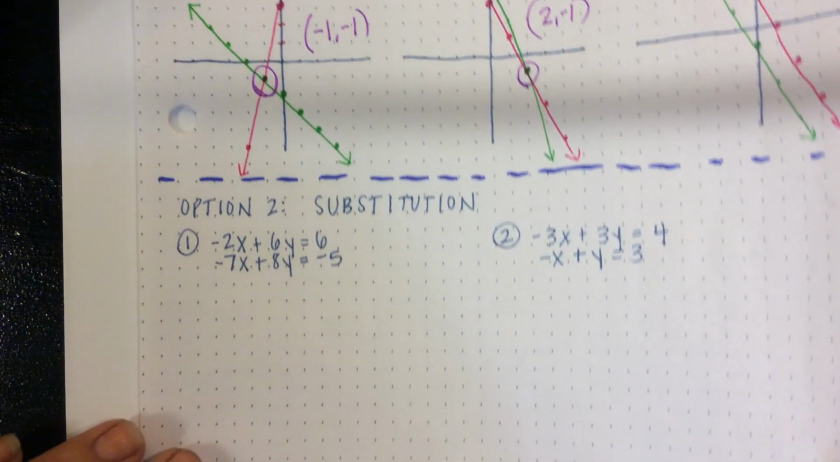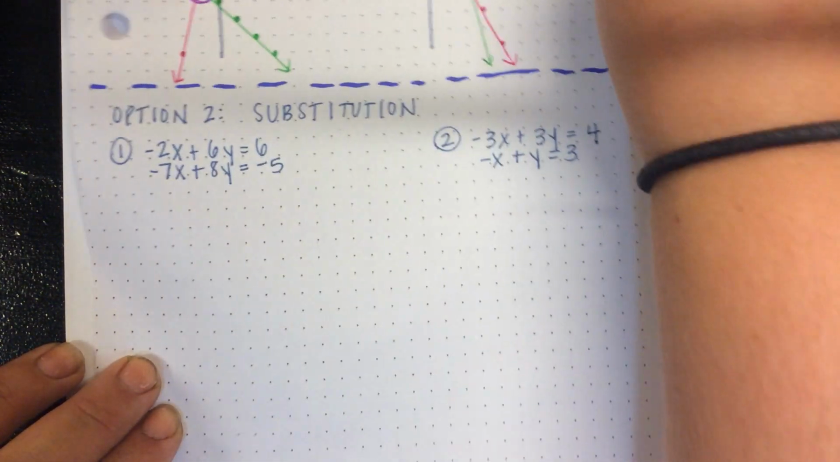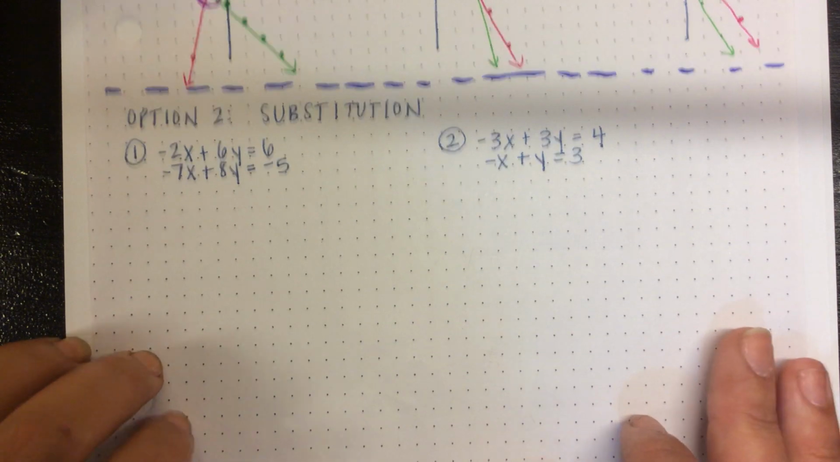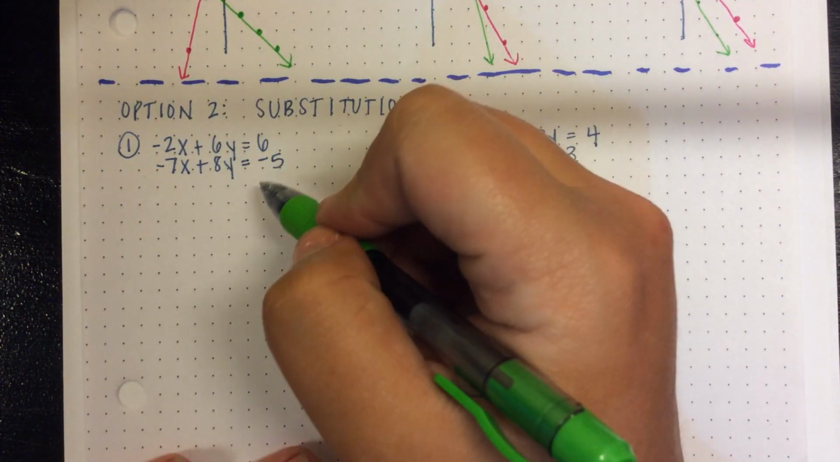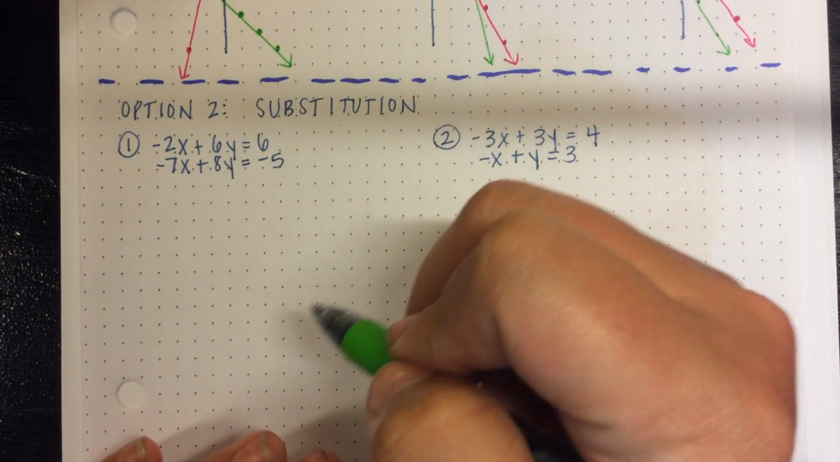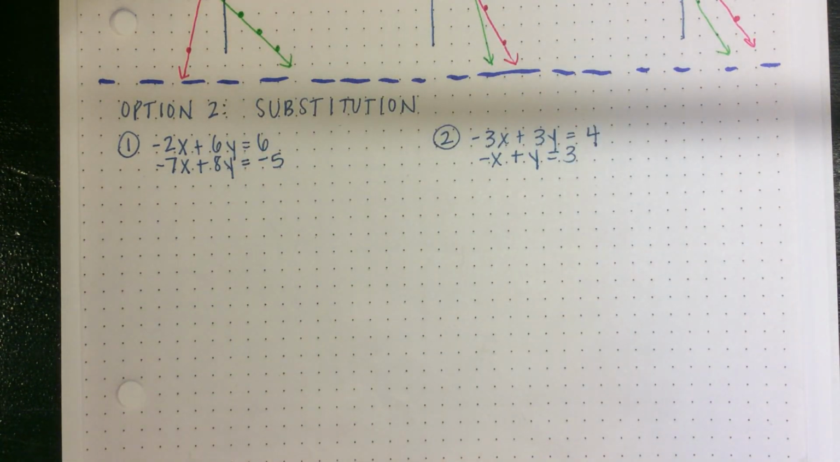The second option is substitution. Now, substitution will work every single time, and so will graphing. But substitution is an algebraic way that works every single time, and the second one we'll look at, or a third option in a second, doesn't always work. But for substitution, no matter if you have linear, quadratic, any type of equation you ever work with, you can always solve it by substitution.